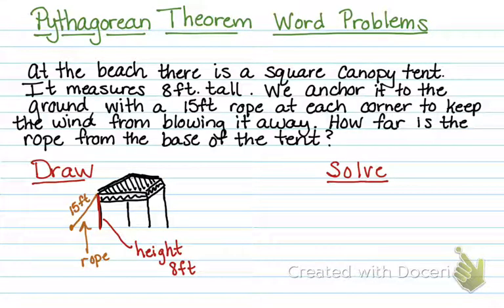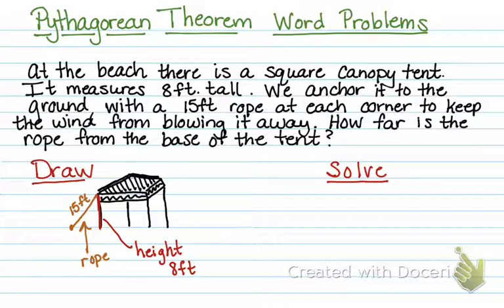We're going to go over how to use Pythagorean theorem to solve word problems. So this is our example. At the beach, there's a square canopy tent. It measures 8 feet tall, and we anchor it to the ground with a 15-foot rope at each corner to keep the wind from blowing it away. How far is the rope from the base of the tent?